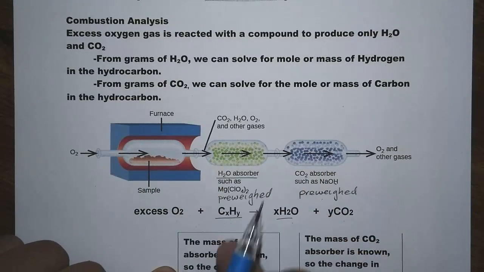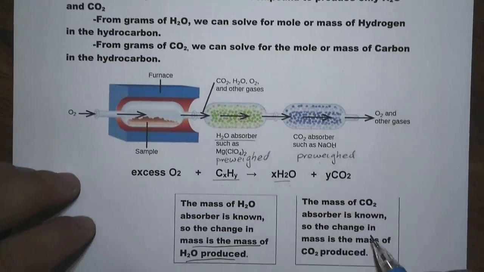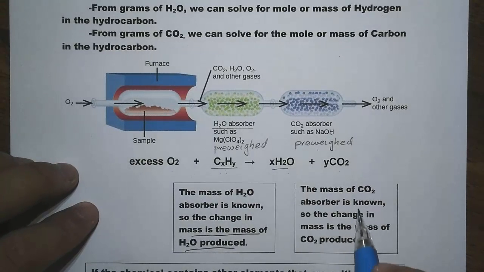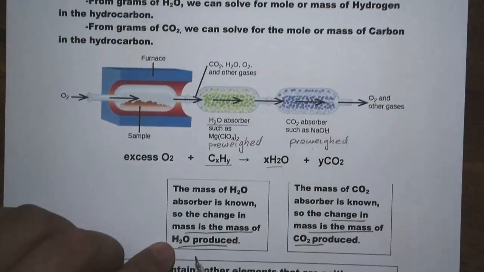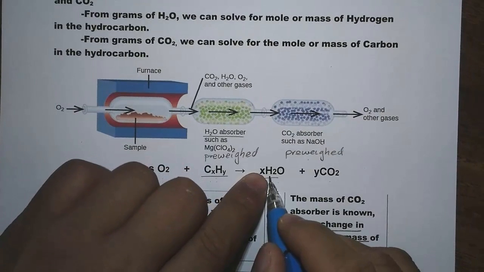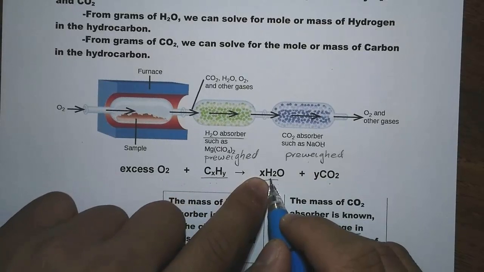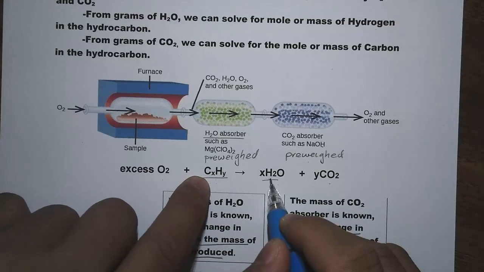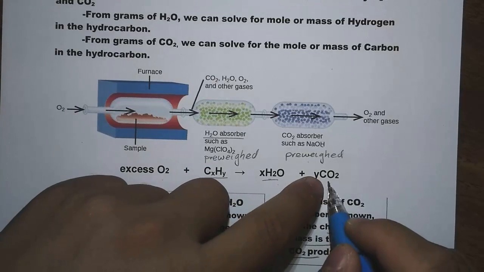So if we look at the change in mass of the absorber, that change in mass is the mass of water being produced. The same thing for carbon dioxide. If there is a change in the mass of the carbon dioxide absorber, that change is actually the mass of carbon dioxide gas being produced. Now if I know the mass of water, I can actually solve for the mass of hydrogen in the substance using the basic stoichiometry flowchart. The same thing for carbon dioxide.